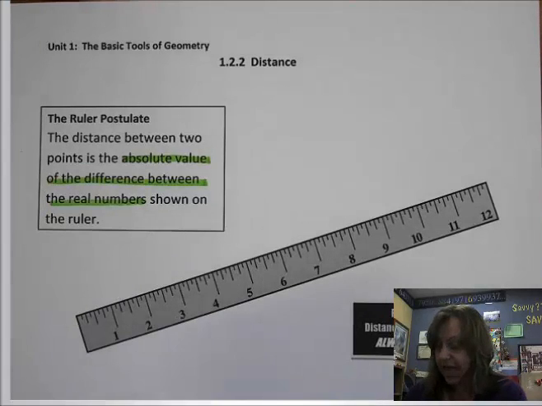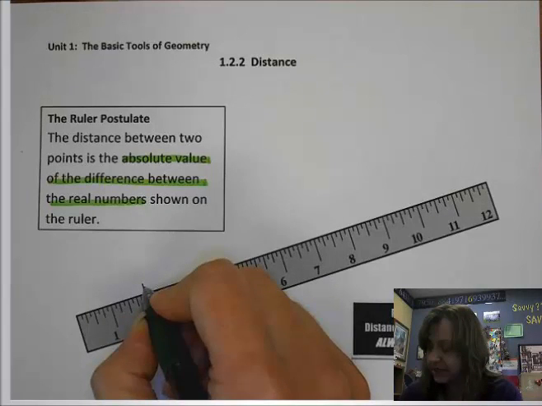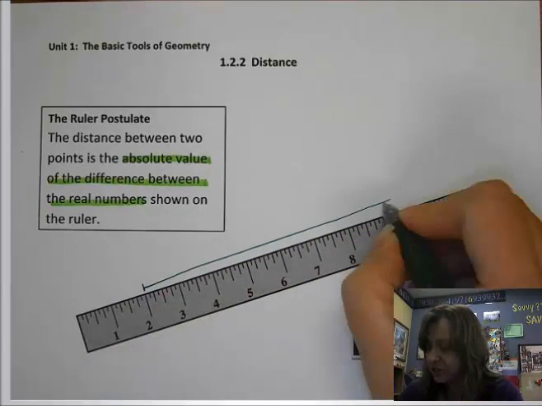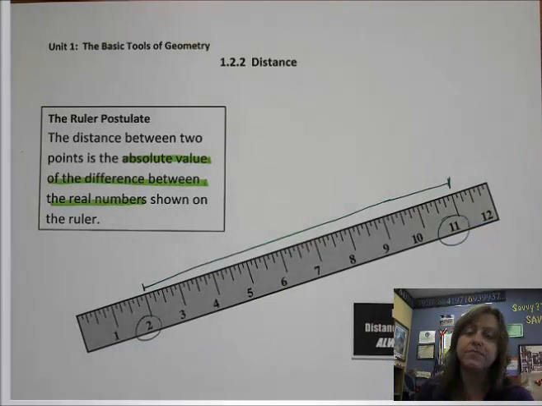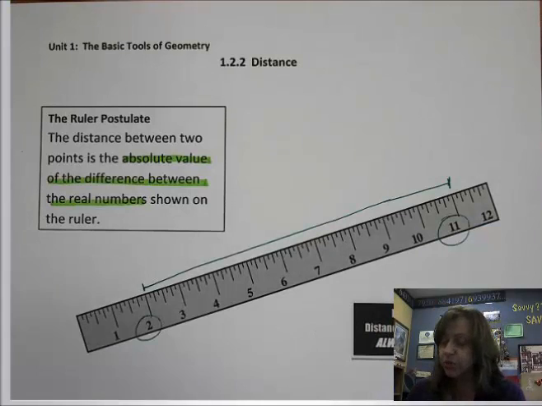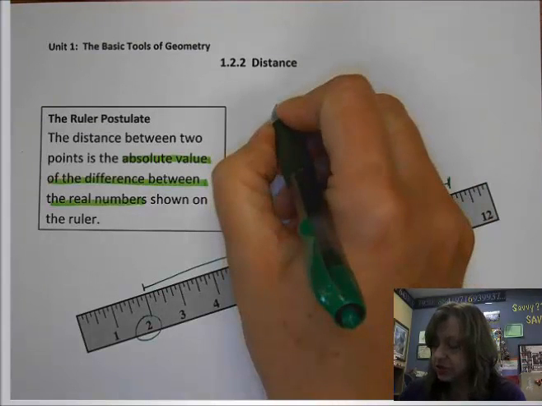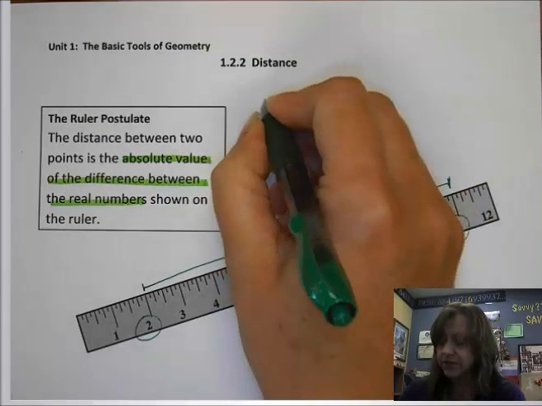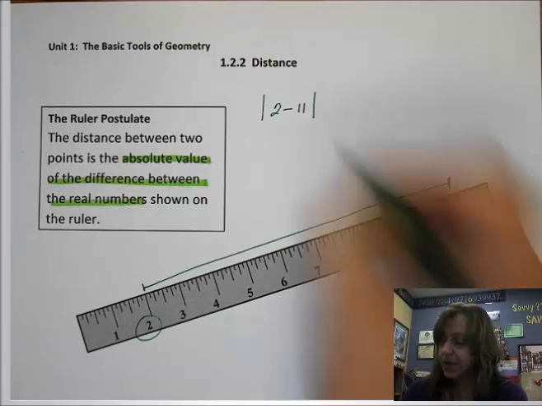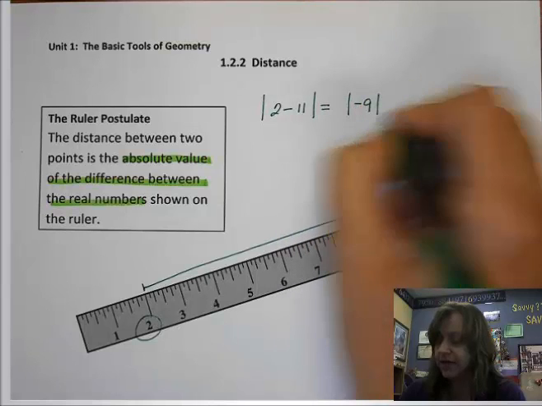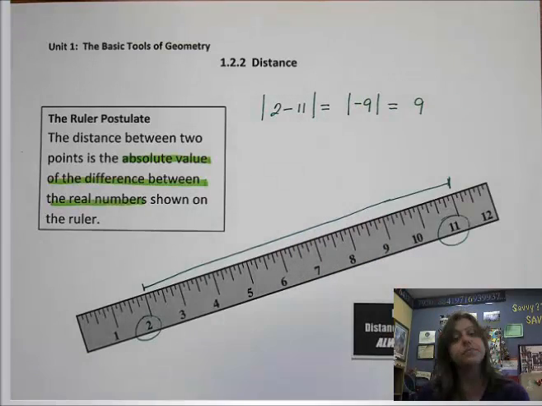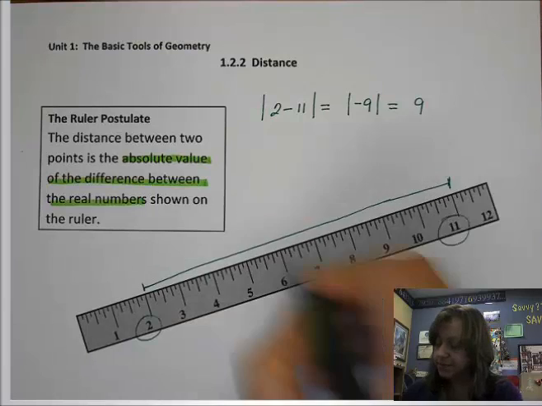Let's say you have a segment and you've lined up the ruler so that it starts at the number 2 and goes clear out to the number 11. So you're starting at 2 and you want to know the distance out to 11. According to the ruler postulate, we take the difference between 2 and 11, absolute value, and we'll have our answer. 2 minus 11 gives us a negative number, negative 9, and the absolute value of negative 9 comes out to be positive 9.